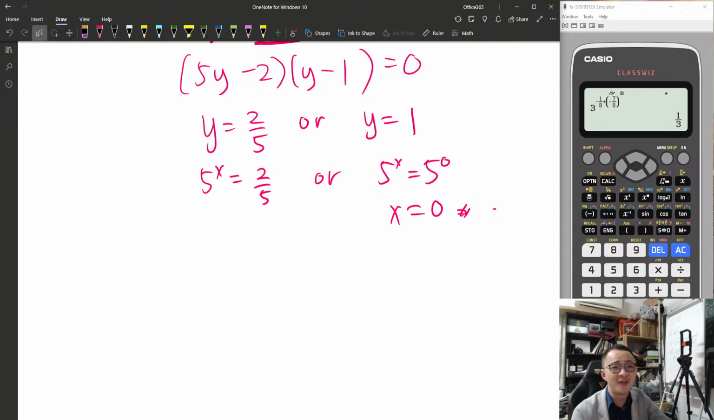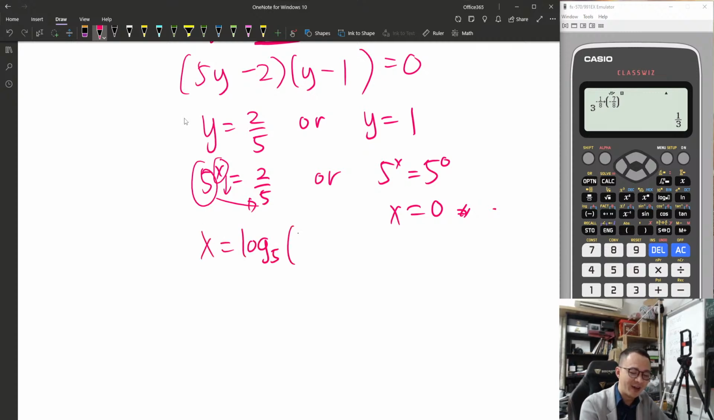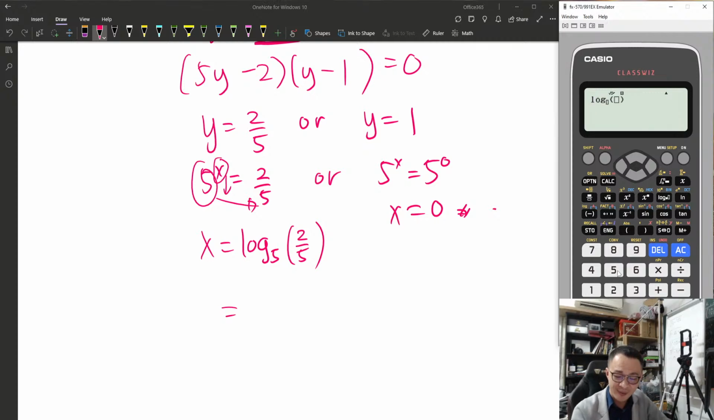Depending on how you want to solve it, you can take log 10 on both sides, or you can take ln on both sides. Or you understand the rule I say: the x will drop down, the power will go into the base. Then you will get something like log base 5 of 2 over 5. Then I can easily get the answer in one step here. 2 over 5, then I get negative 0.569.